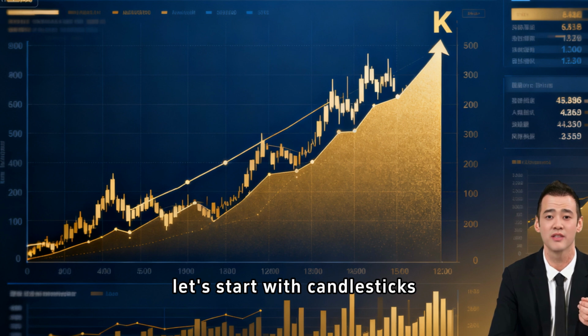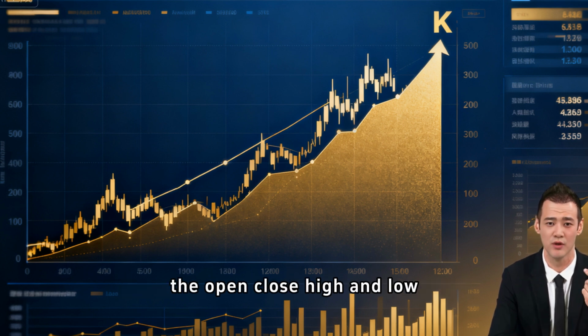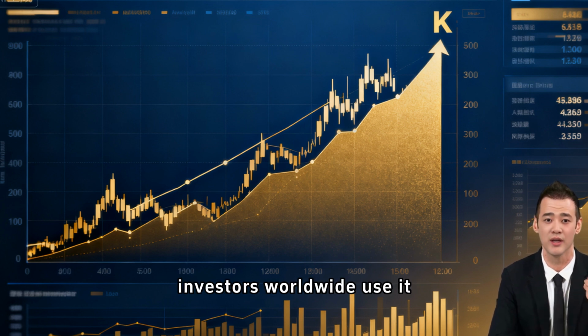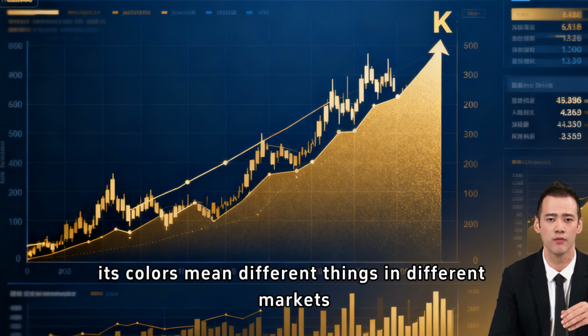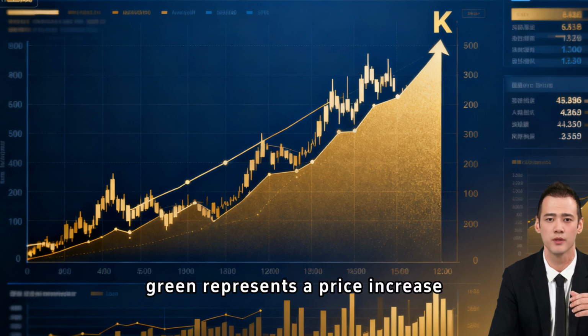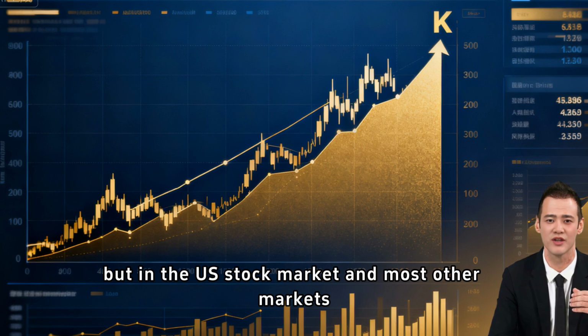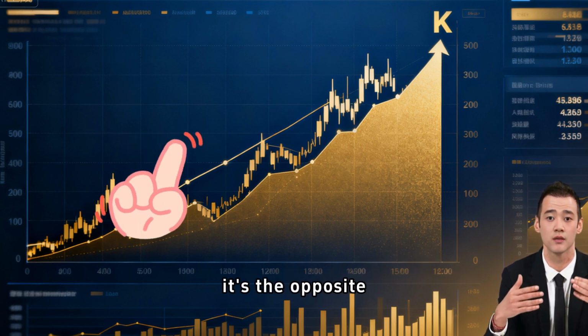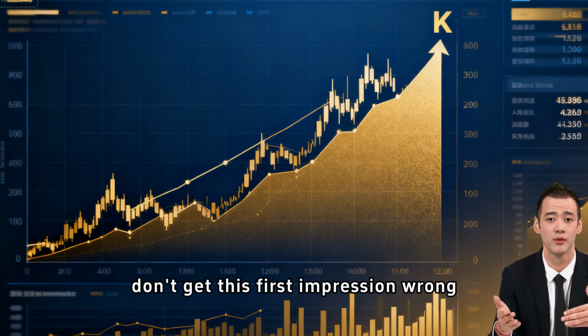Let's start with candlesticks. This small candle records just 4 prices: the open, close, high, and low. Investors worldwide use it. However, its colors mean different things in different markets. In A shares and Hong Kong stocks, green represents a price increase, and red represents a decrease. But in the US stock market and most other markets, it's the opposite. Red means up, and green means down. Don't get this first impression wrong.